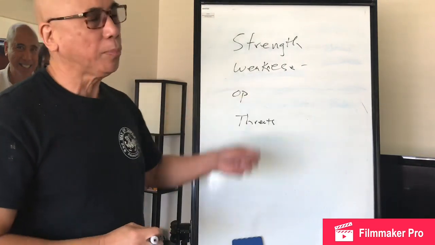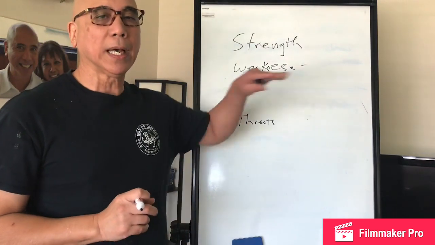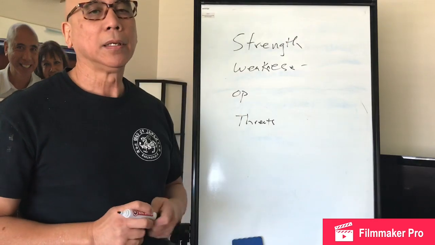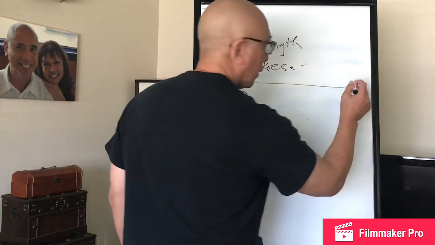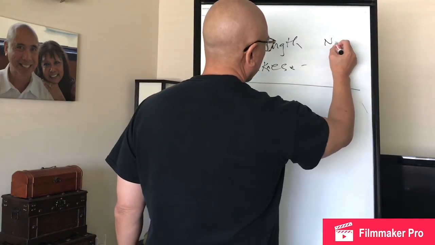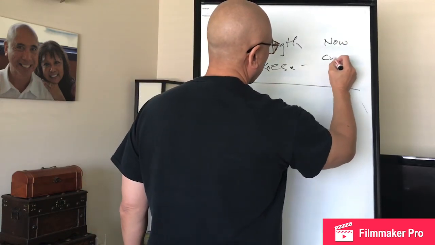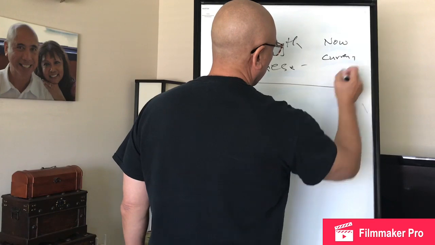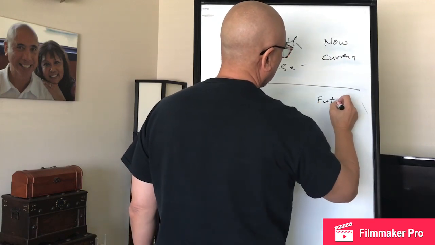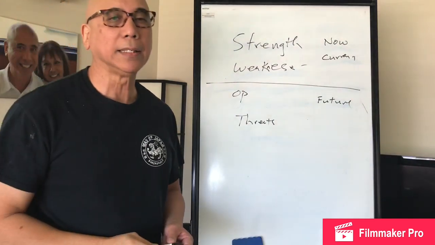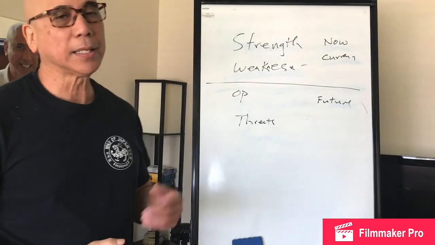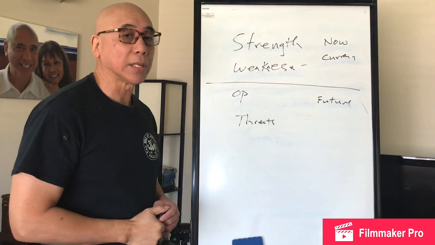Now, what's important about this tool is that you really got to divide it into two time frames. Let's just put a line here. This is now, which is current, and the other one is future. Some people call it current state versus ideal state. That's a different class that I'll be teaching you.